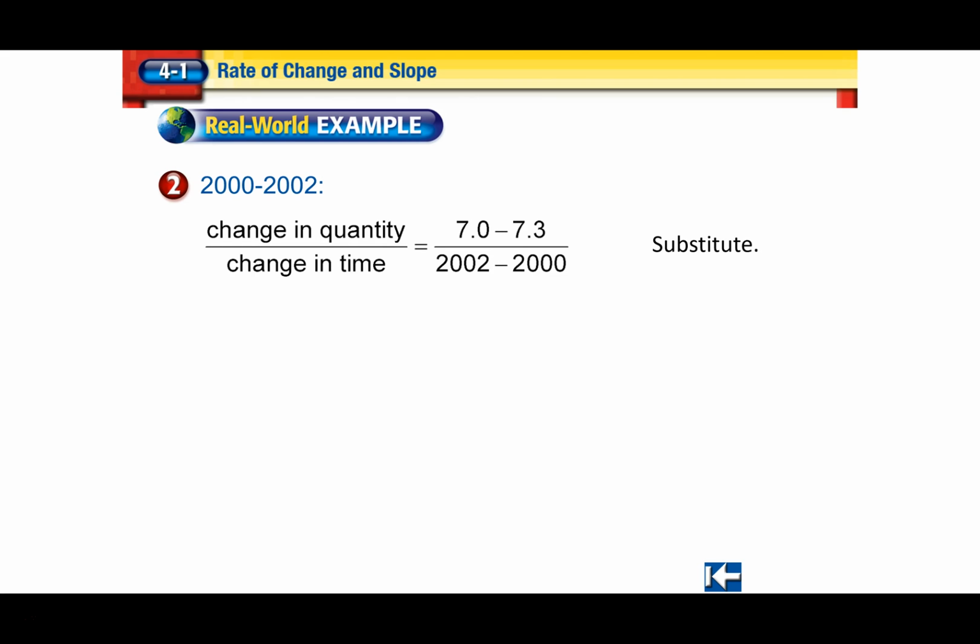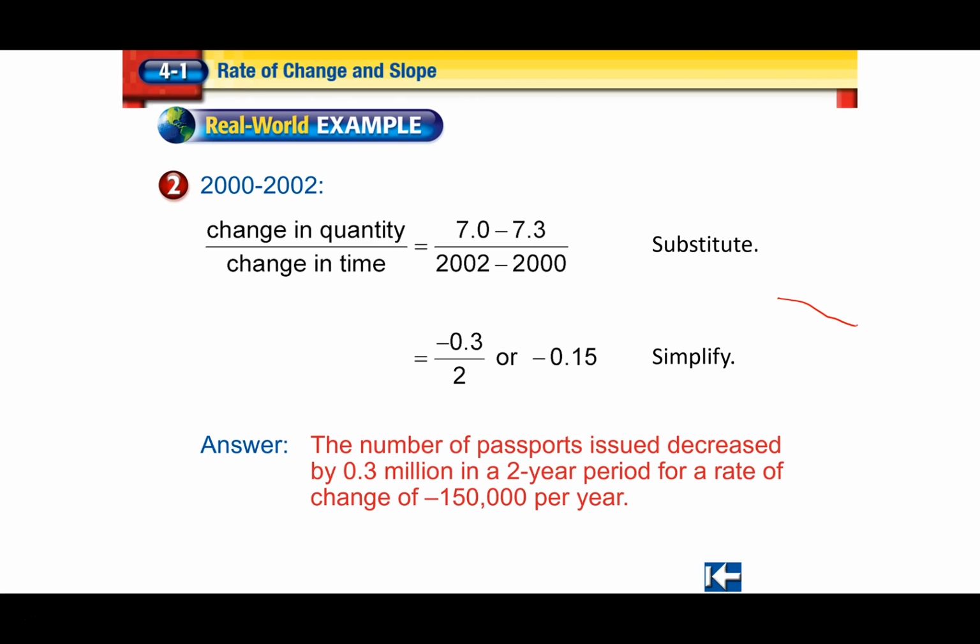We're going to do the first one first. So 2000 to 2002, going to do those two on top. It comes out to negative 0.15. That makes sense because it was going down. And then the answer for the passports for this one is going to be a 0.3 million difference.